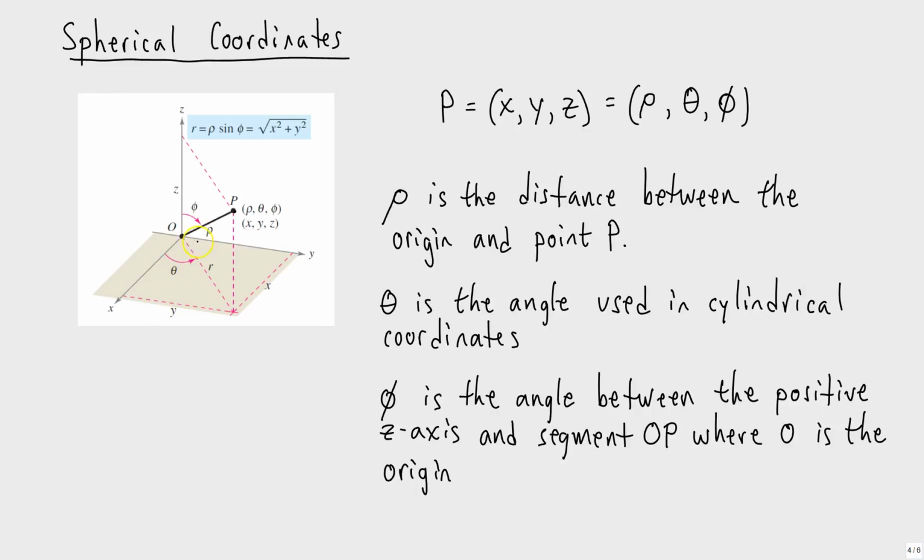So we've got this angle theta, this distance rho, and this angle phi. So rho is the distance between the origin and the point P. Theta is the angle used in cylindrical coordinates, or polar coordinates in 2 dimensions. And then phi is the angle between the positive z-axis and the segment OP, where O is the origin. So just as this picture shows, that value r, right here, using this right triangle, we can show is rho times sine of phi, which we already know is also the principal square root of x squared plus y squared.